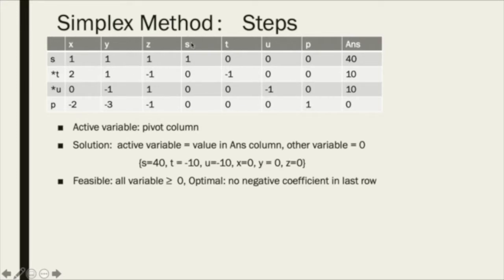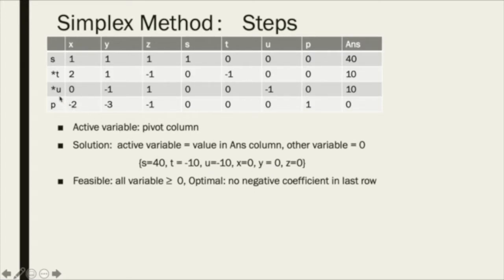In this case, the first row will have the pivot here, and we will assign S to this row, and then we will find our solution by using the values in the answer column divided by the value of our pivot. So 40 divided by 1 is 40. So we will find that S equals 40, T equals -10, and U equals -10, and all other variables equal 0 if they are not active variables.